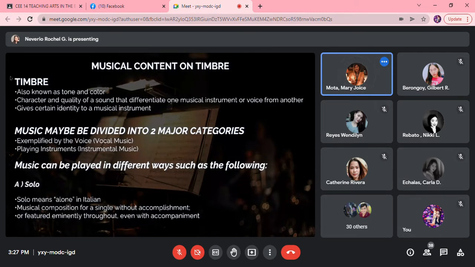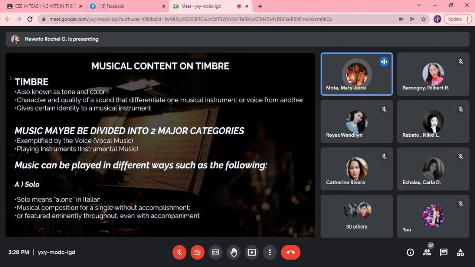So, next is music may be divided into two major categories, which are vocal music and instrumental. Music can be played in different ways, such as the following. First is the solo. Solo means alone in Italian. A musical composition for a single performer. Sorry for the typo, it should be accompaniment, not accomplishment. It is also featured eminently throughout, even with the accompaniment.